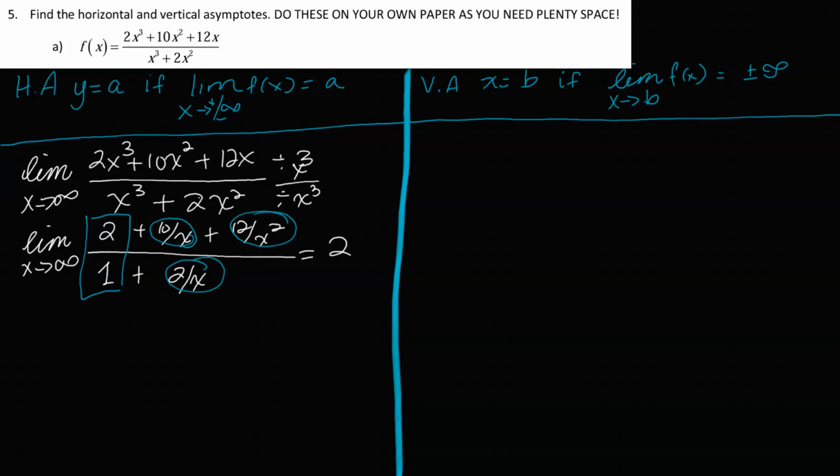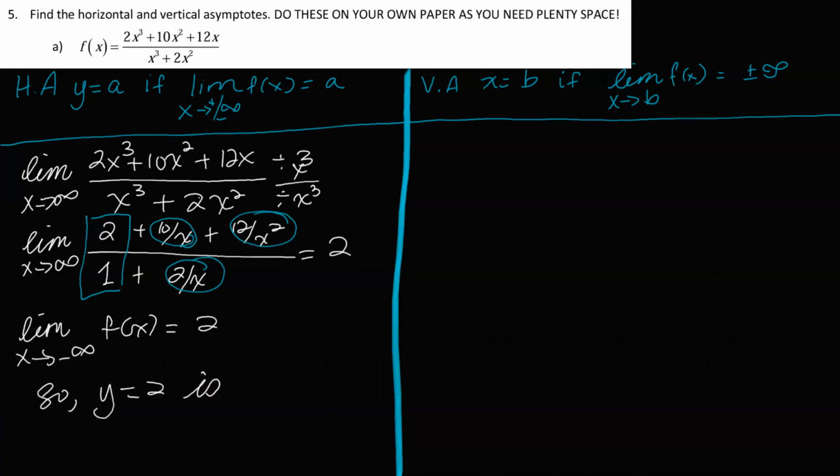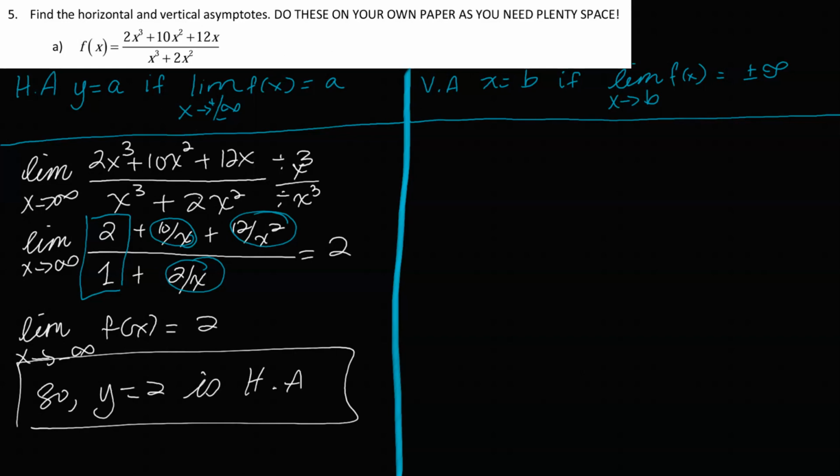Okay, now consider approaching from the left-hand side as well. In this case, approaching from the left-hand side, we still get the same answer, okay? Because there's nothing that's different here that's going to change that answer, even if x is negative instead of positive infinity. So we would say y equals 2 is the only horizontal asymptote for the function f of x.